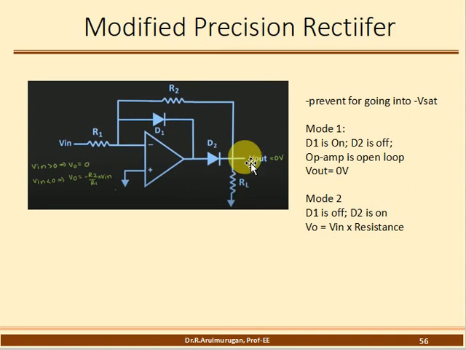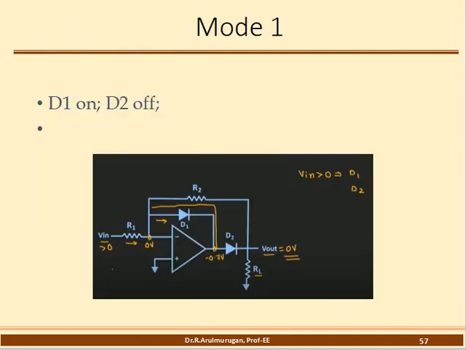During the mode 2 condition, D1 is off and D2 is on. Due to D2 being on, V output is the input V in across these two resistances, multiplied by R2 divided by R1. It is a negative saturation, so there is a minus sign. Now let us go a little bit deeper.